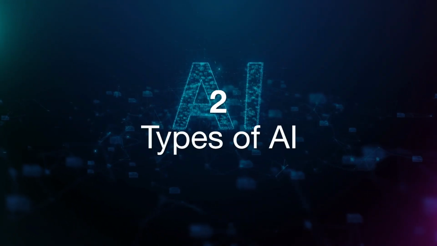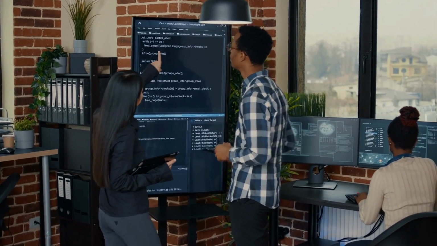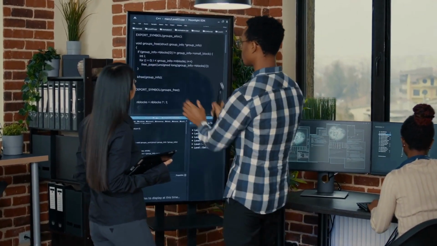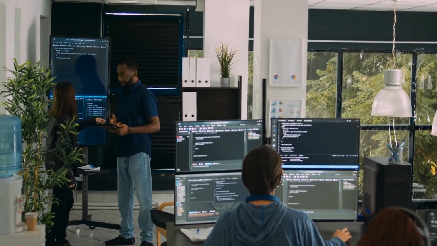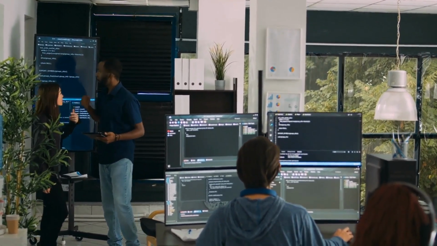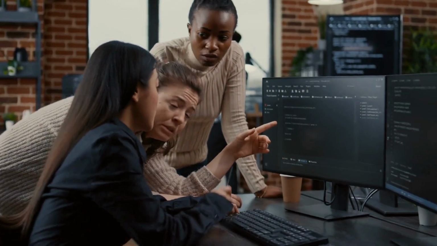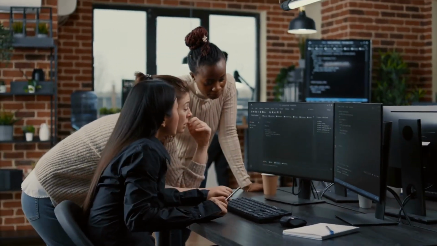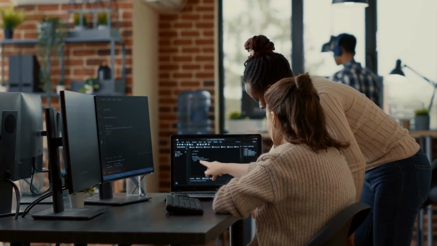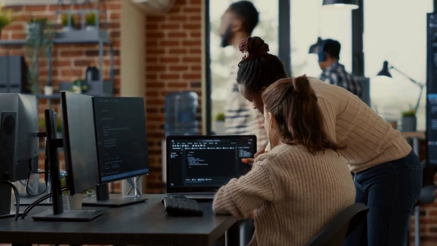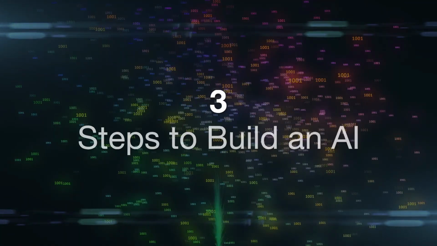Part 2. Types of AI. There are several types of AI, the most common being narrow AI. This type of AI is used to create images, voice, music, and text from a simple text prompt. Other types include reactive machines, limited memory, theory of mind, and self-aware AI. Each type has its own strengths and weaknesses, and the choice between them depends on the specific requirements of the task at hand.